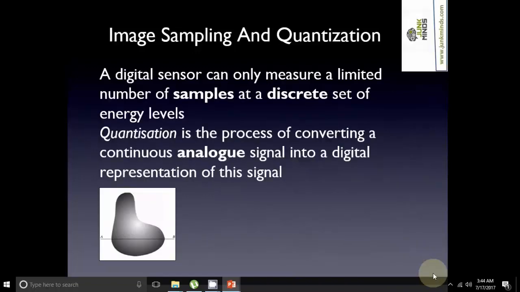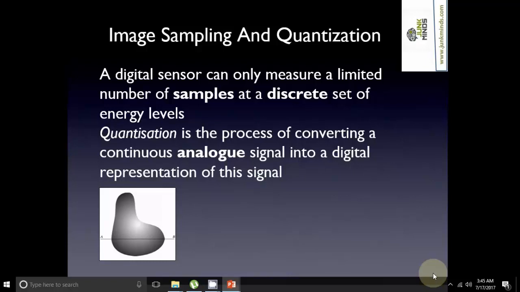Now, when we talk about image sampling, a digital sensor can only measure a limited number of samples at a discrete set of energy levels. Whereas, when we talk about quantization, it is the process of converting a continuous analog signal into a digital representation of this signal. So, to sum up, a continuous model is convenient for some situations, but in other situations, it is more convenient to work with digital signals.